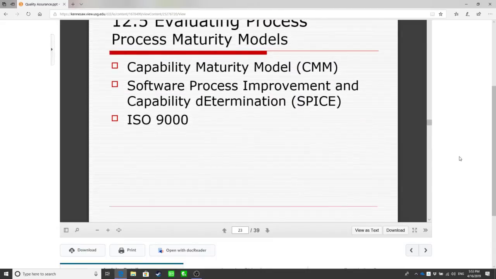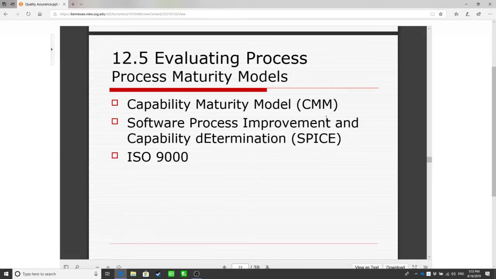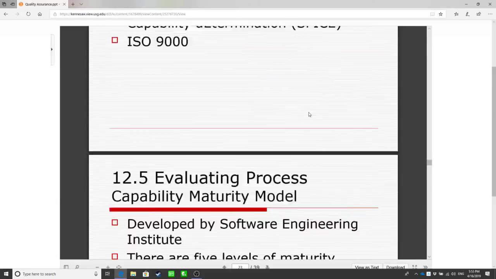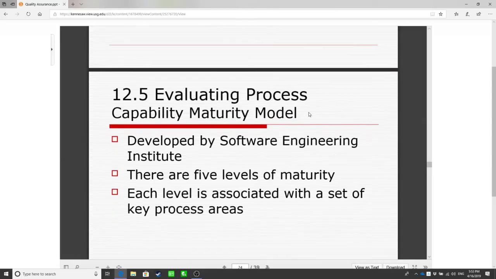Okay, then we're talking about an important part, evaluating the process. The process maturity models, a very famous one of which is called CMM, the Capability Maturity Model. Also we have something else, ISO and SPICE, but we're mainly focused on CMM. Have you ever heard about CMM before? Okay, so let me introduce that.